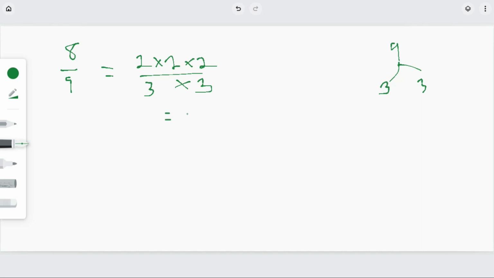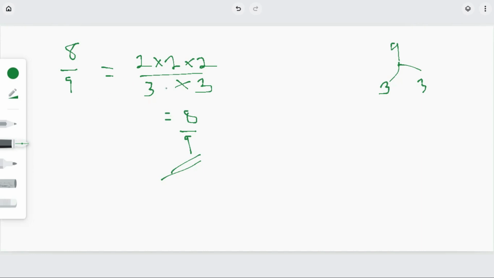That means 8 over 9 is already in the lowest term, so this will be your answer. 8 over 9 is still 8 over 9. The reason why I'm showing you this is that there are sometimes when you will reduce a fraction like this and you will find out that the numerator and denominator have nothing you can cross out, so don't panic if you see that kind of question.